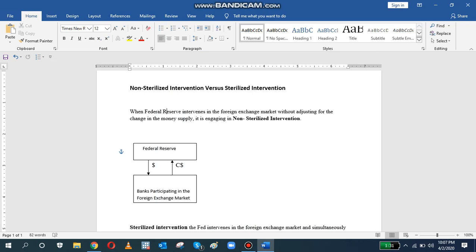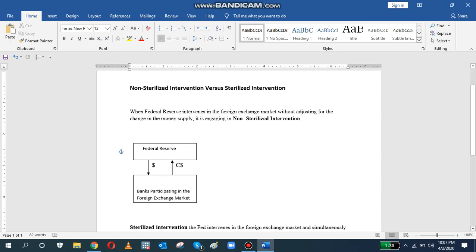As a result of that, the government has created a demand for Canadian dollar, whereas the supply of the Canadian dollar in the market has not increased. That will enable the Canadian dollar to appreciate. As the government has bought the Canadian dollars using the US dollars, it has increased the quantity of US dollars supplied in the market. If the government is not accounting for the increase in quantity of dollars supplied in the market, it is referred to as non-sterilized intervention.